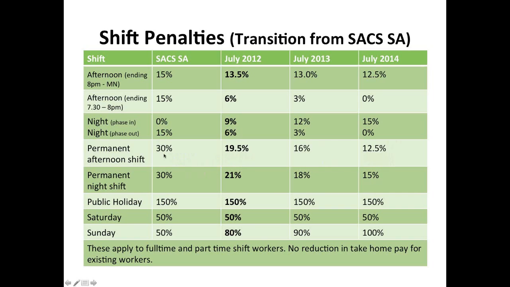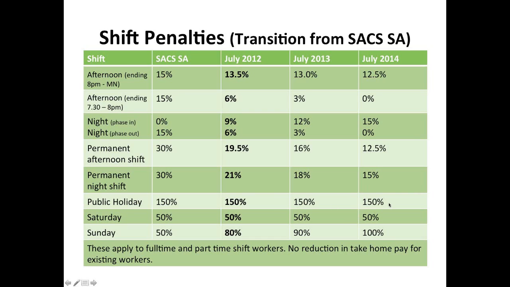So our phase down amount at the moment, just looking at permanent afternoon shift, has gone from 30% down to a 19.5%. From July this year, that'll go to 16%. And then from July next year, the modern award application of 12.5% will apply. Again, the permanent night shift was 30%. From July last year, that phased down to 21%. From July this year, that'll go down to 18%. And then from July next year, thankfully, again, we end up on the modern award application of 15%.